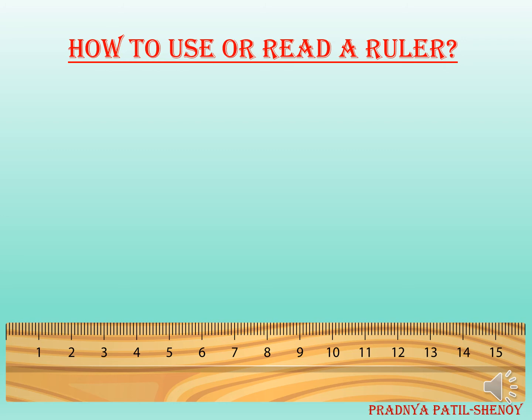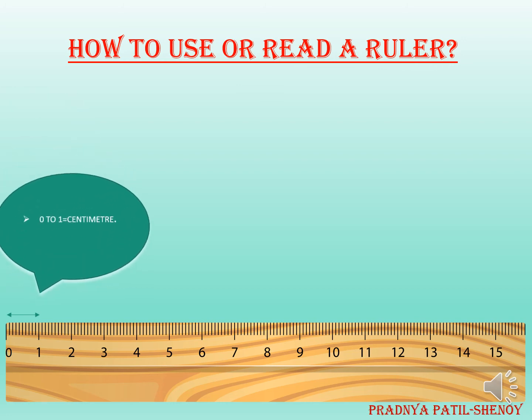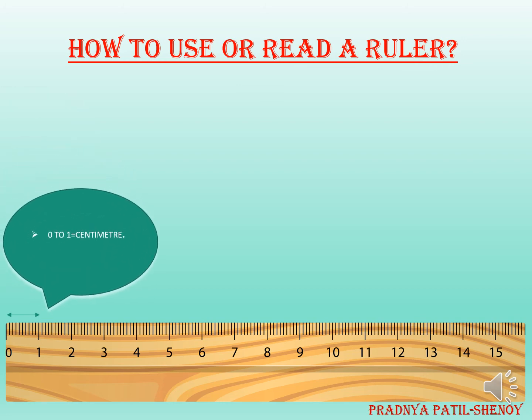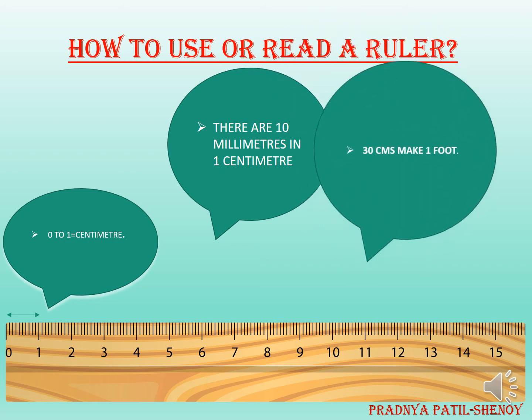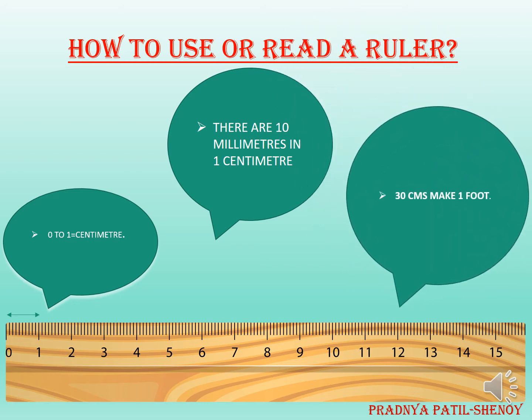Each number denotes a centimeter on this ruler. The distance between 0 and 1 is 1 centimeter. Small lines that are marked between the two numbers denote 10 millimeters. So, there are 10 millimeters in 1 centimeter. 30 centimeters make 1 foot.